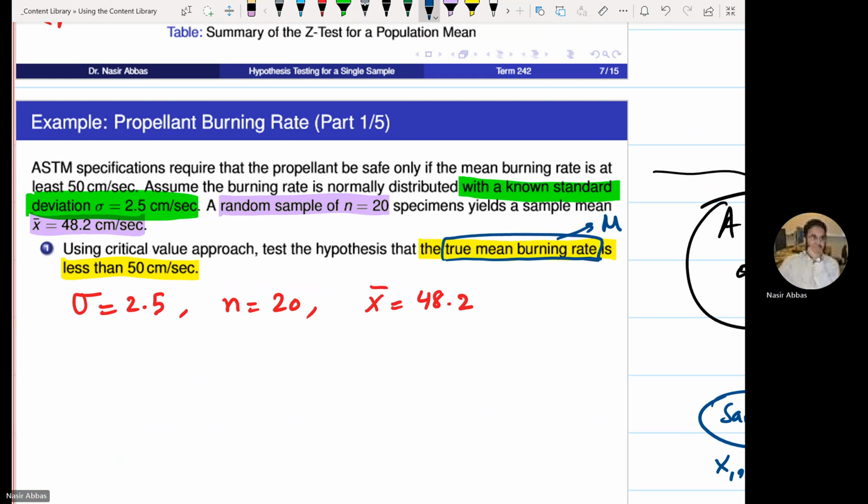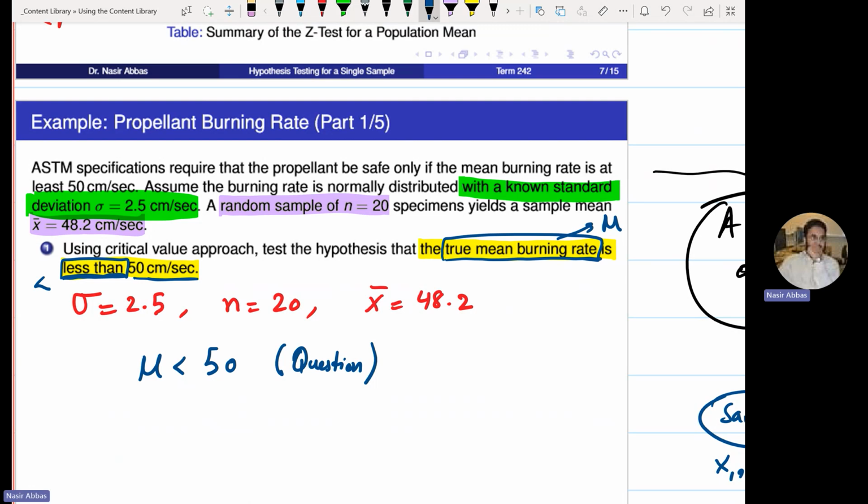It is mu is less than. Less than what? Write it as a notation. The question says mu is less than 50. This is the question.